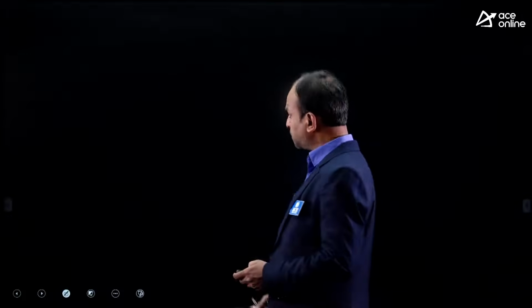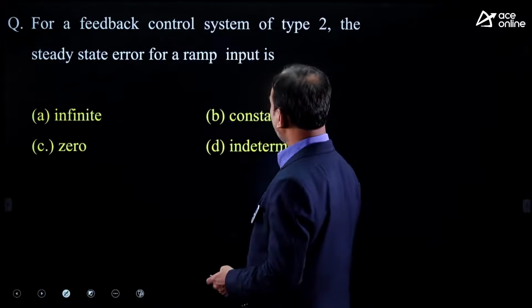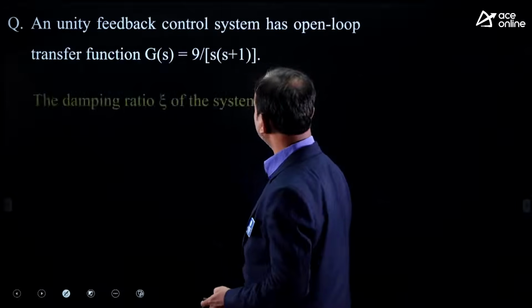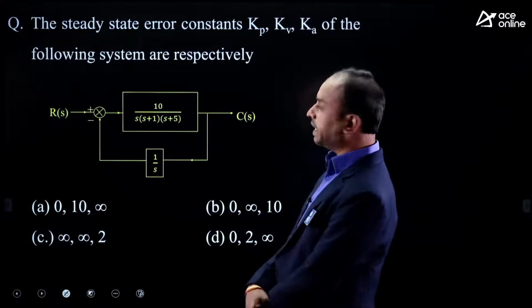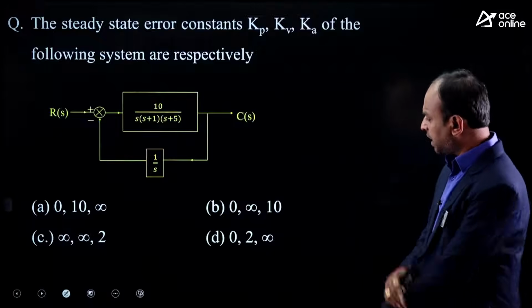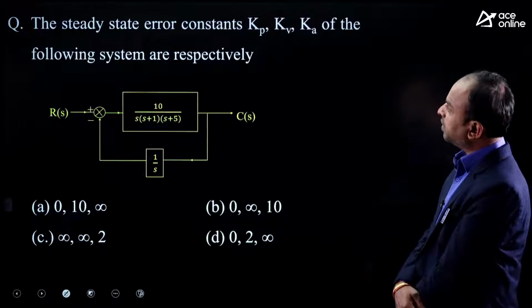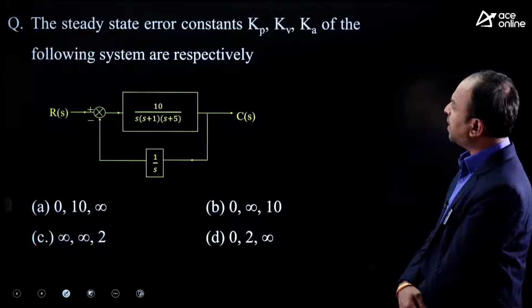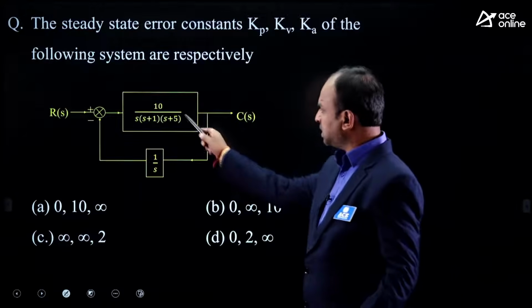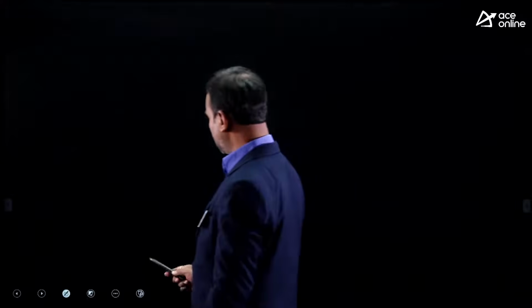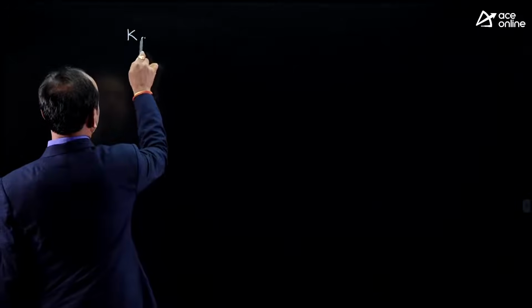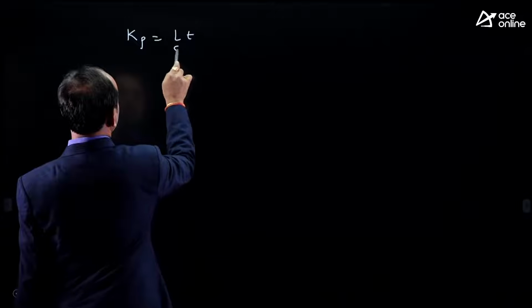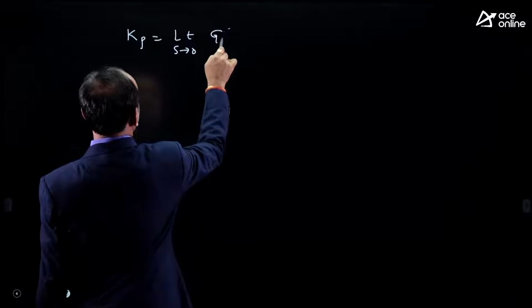Now one more question we'll observe here, based upon steady state error. The steady state error constants Kp, Kv, Ka are asked. What is the G(s)? What is the H(s) given? So, dear, what is the formula for Kp? Kp equals limit s tends to 0 of G(s) H(s).